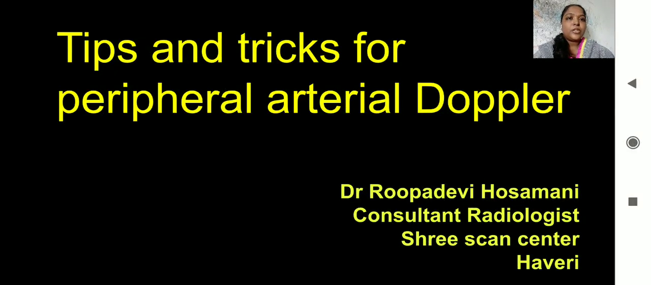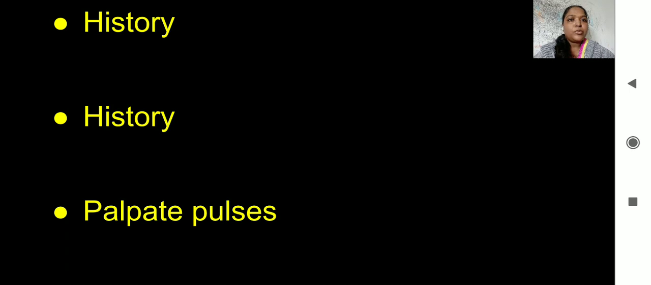Hello everyone. Today I will be discussing peripheral arterial Doppler, that is mainly lower limb arterial Doppler. The most important thing in any examination is taking proper history. Ask for any history of chronic medical illness, chronic hypertension or diabetes mellitus. Ask for any complaints of resting pain, claudication pain, ulcer or gangrene. Palpate all the pulses of the limb you are going to examine.